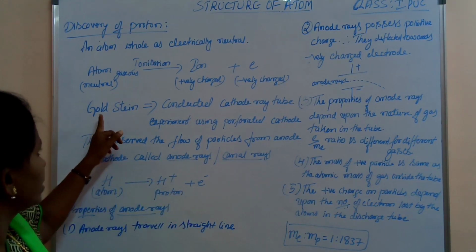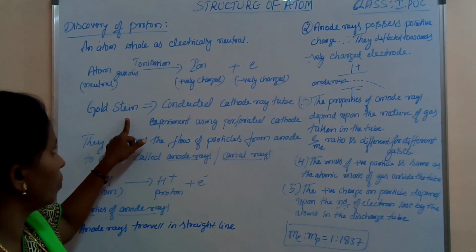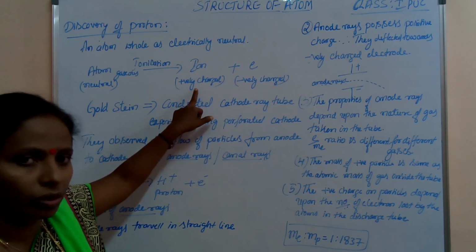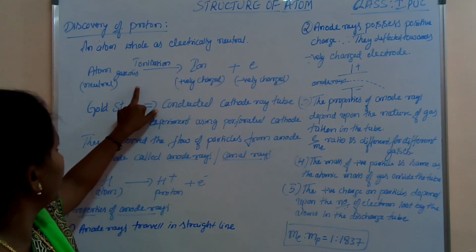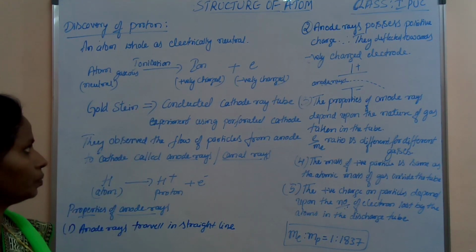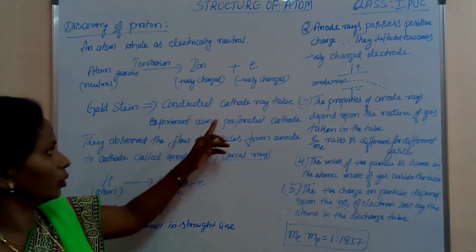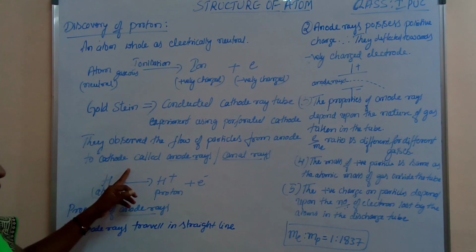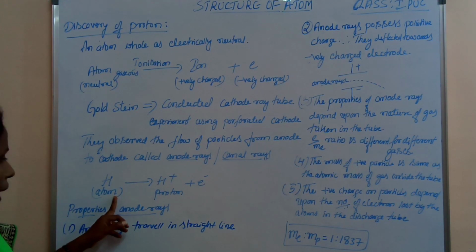Then a scientist named Goldstein brought an idea that if there is a negatively charged particle, there should be a positively charged particle in an atom to make it electrically neutral. For that he conducted a cathode ray tube experiment using a perforated cathode, that is, a cathode having holes. Then he observed a flow of particles from anode to cathode, which he called anode rays or canal rays.